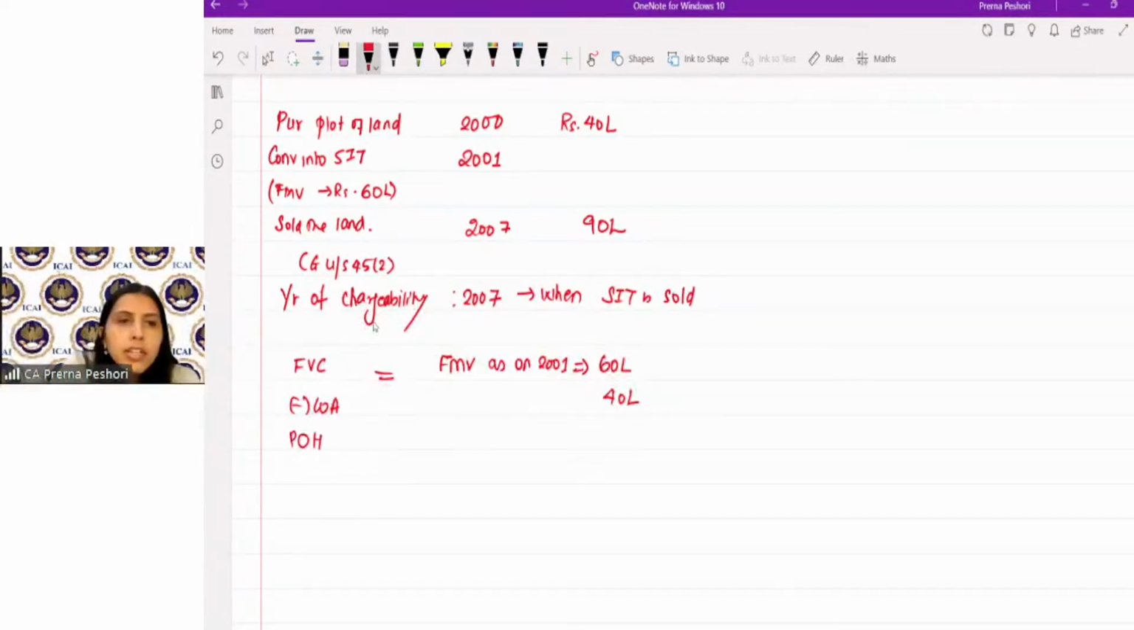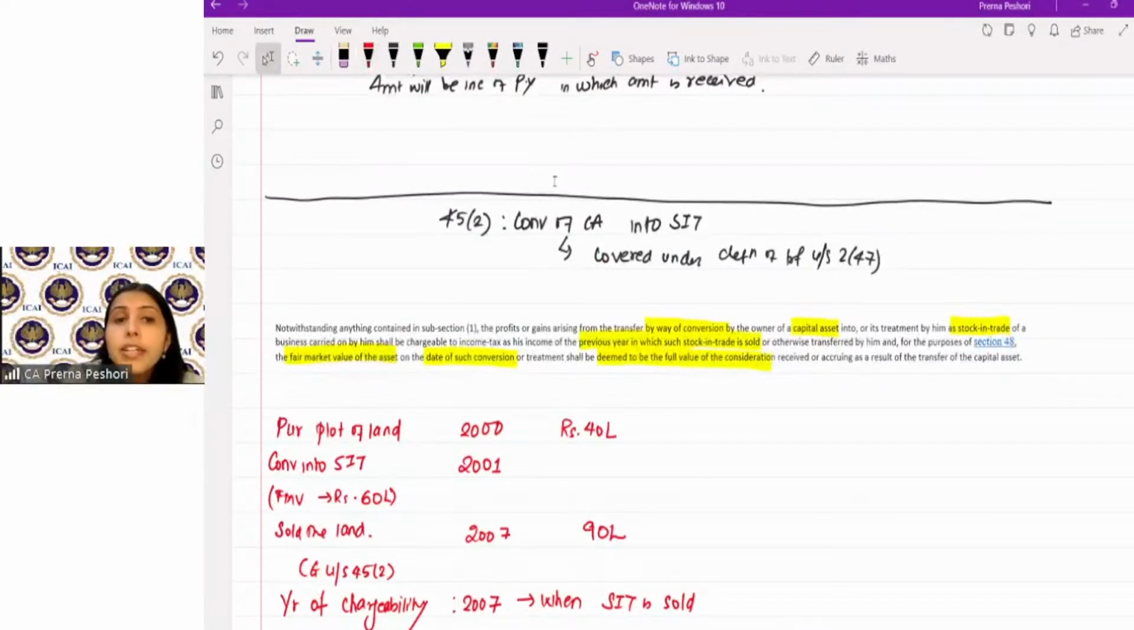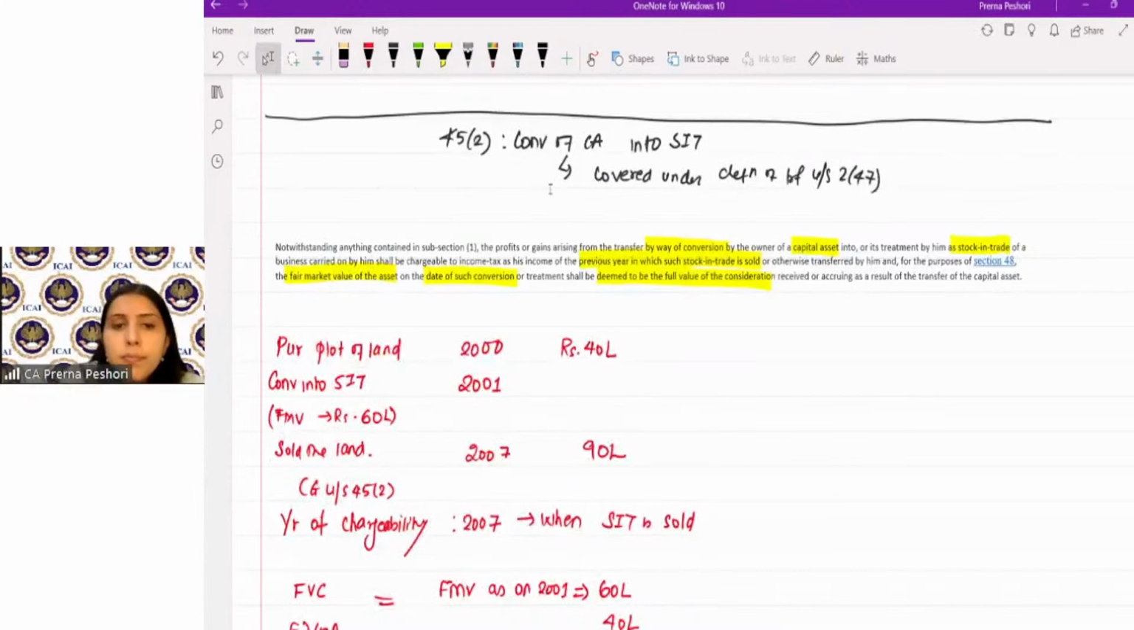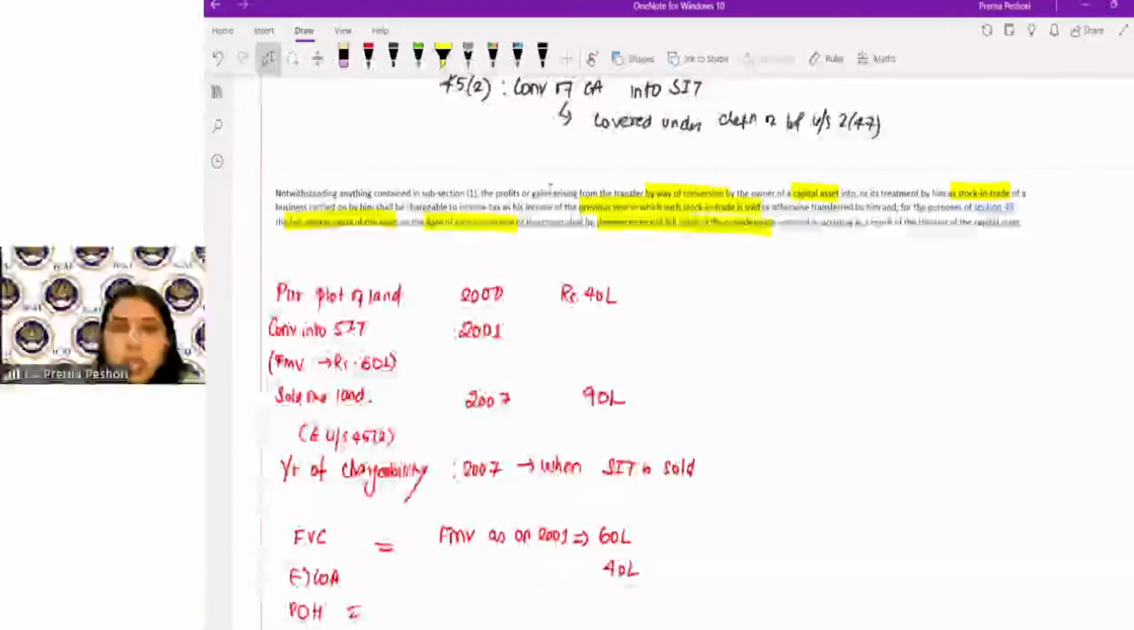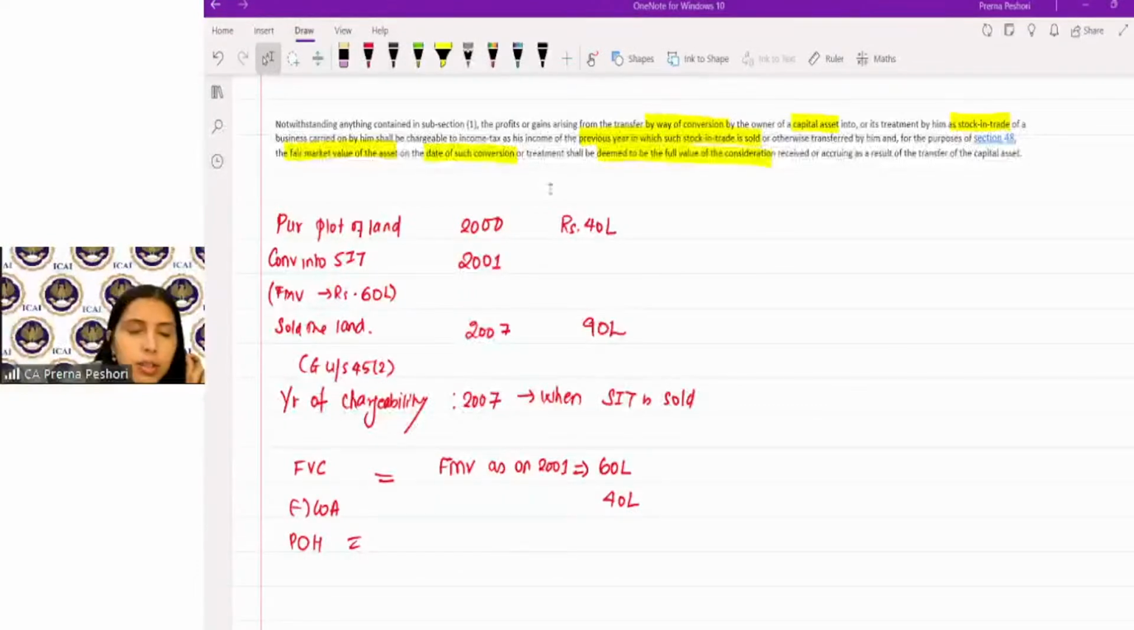What will be my period of holding? Quickly tell me. Jacob, it will not be 2001. How will it be 2001? As I said, it will be deemed to be the income of the previous year in which the stock in trade is sold. Clear, Jacob? Till when will be the period of holding? From when to when will you count the period of holding?